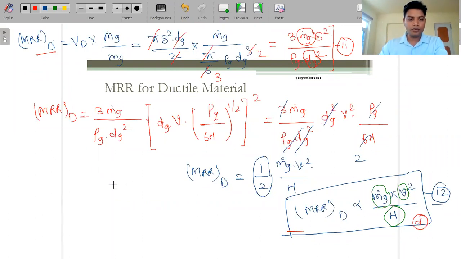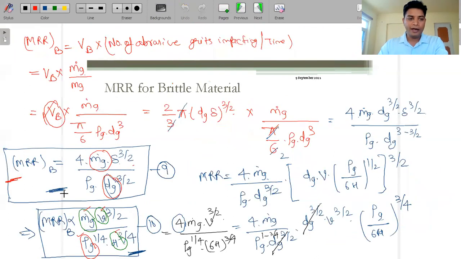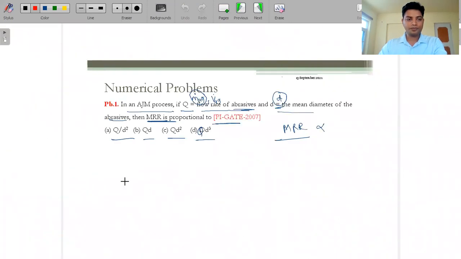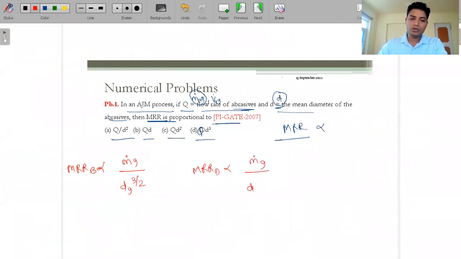So for the ductile and for the brittle, the material removal rate is as follows. In case of the brittle material, it is directly proportional to m dot g upon dg raised to 3 by 2, and in case of the ductile material, it is directly proportional to m dot g upon dg square.